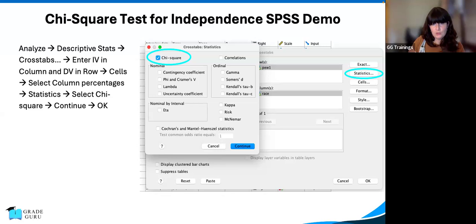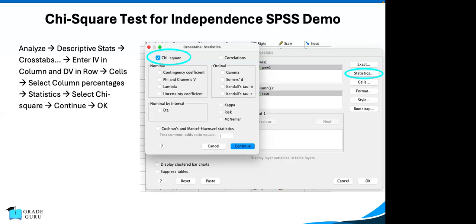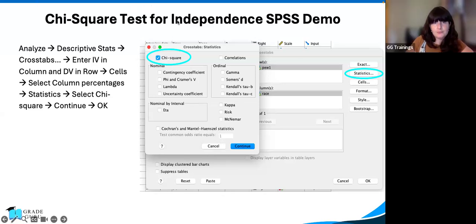Does anybody want me to do this demo? Or are you good? Please. Yeah? Okay. Sorry guys, I'm just stopping sharing so I can get out of the PowerPoint.